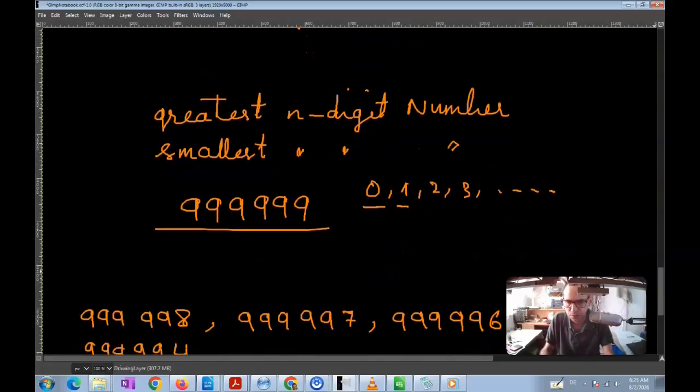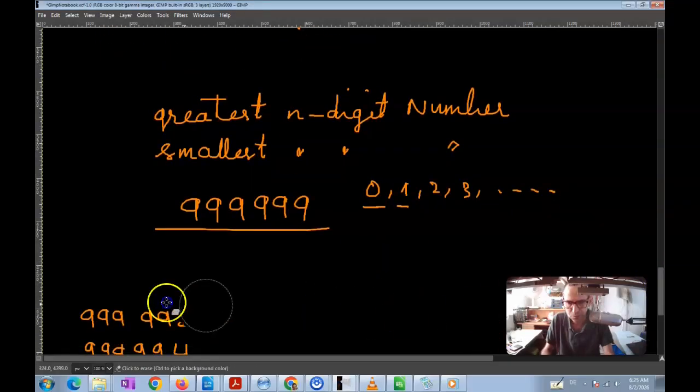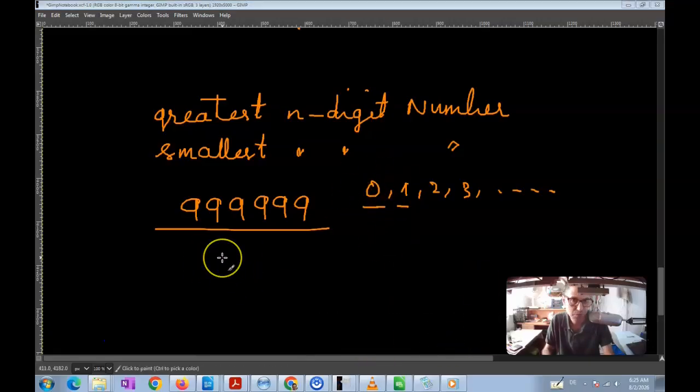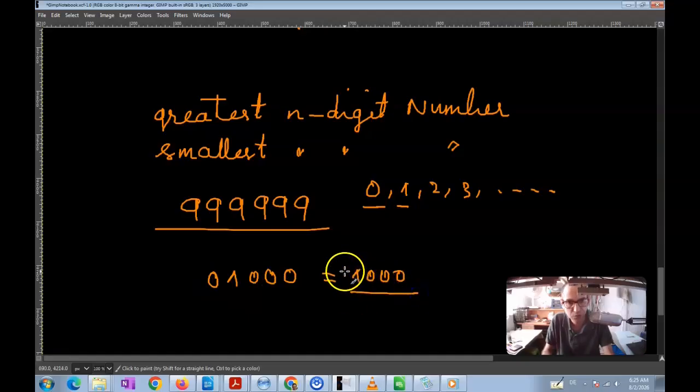And of course, you know that you cannot start your number with a 0. For example, suppose that I write 0100,100. That's not a 5-digit number, but simply 1,000, which means that's a 4-digit number, right? So then of course you have to start from a 1.